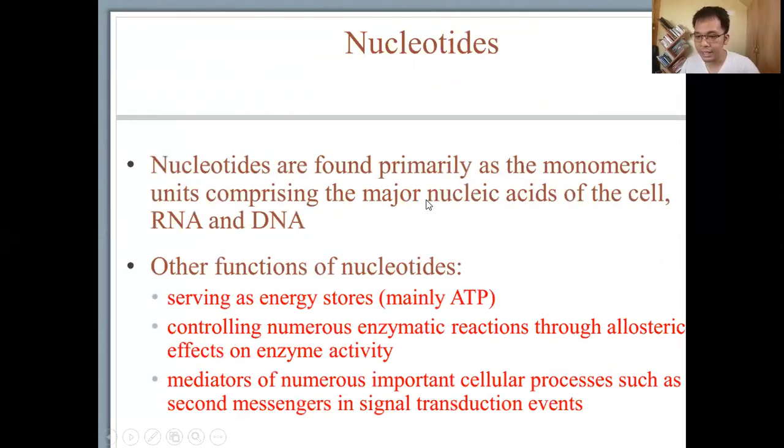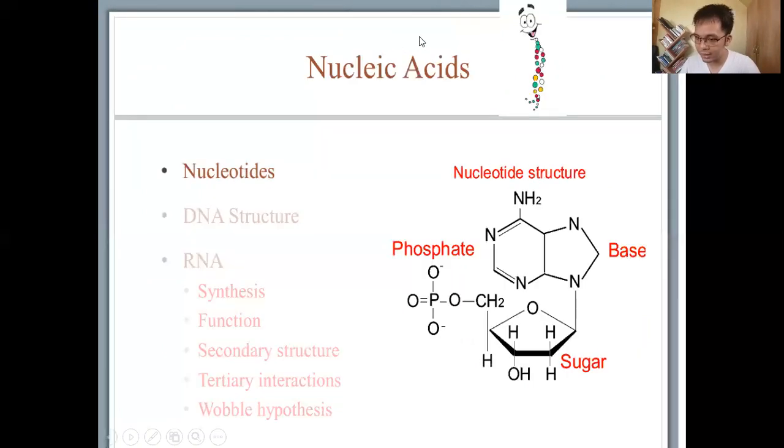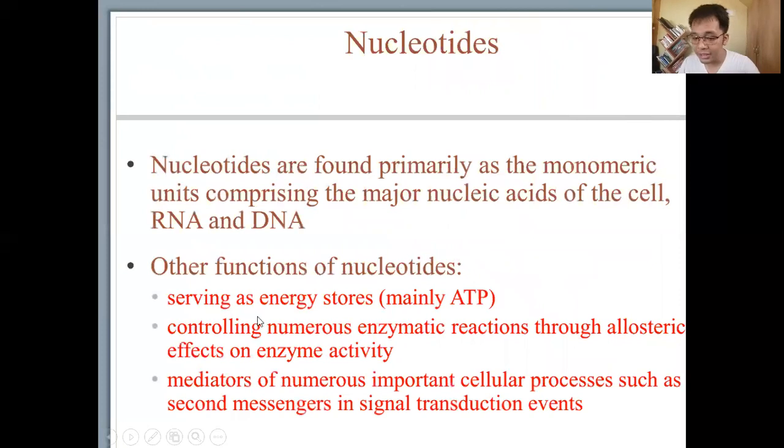Okay, punta na tayo. Ang nucleotides are found primarily as the monomeric units of nucleic acids of the cell, of RNA and DNA. Ano ba yung nucleotides natin? Ito yung structure niya. Ang functions niya, guys, is serving as an energy storage, meaning ATP or the adenosine triphosphate.